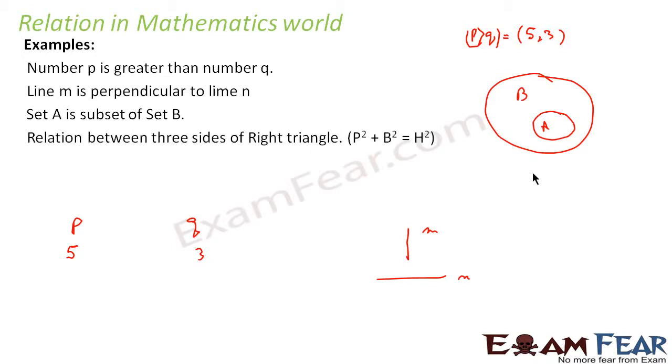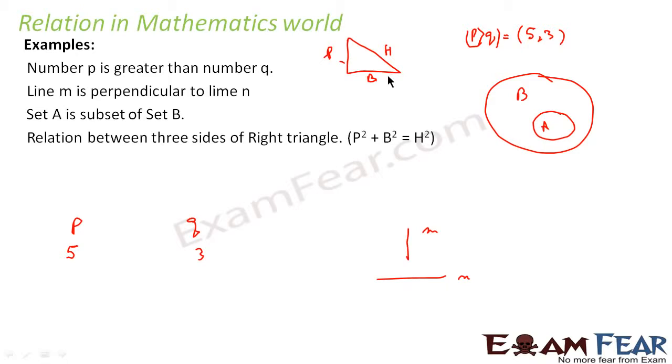If I say that in a right triangle, if this is perpendicular, this is base and this is height, then P square plus B square is equal to H square, as per the Pythagoras theorem. It is also a relationship. It is the relationship between three sides, P, B and H, for any right triangle. So this is also one example of a relationship in mathematics.